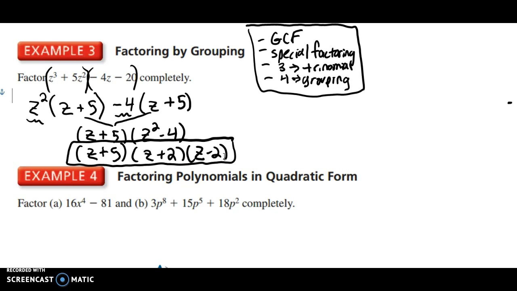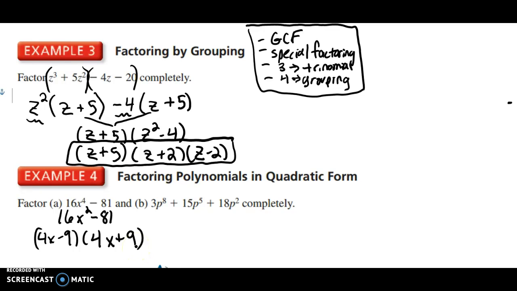Next, factoring polynomials in quadratic form. If you look at example A, look for a GCF first, which we can't take any x's out, no numbers. It kind of looks like some perfect squares, maybe a difference of squares. Especially if you ignore that this is an x to the 4th, and imagine it were 16x squared minus 81. Even though it's a 4, it kind of looks like this. And this would be a difference of squares where we would have 4x minus 9 and 4x plus 9.